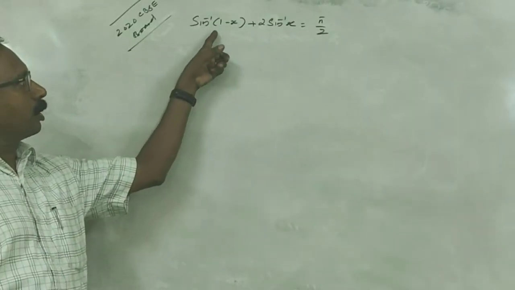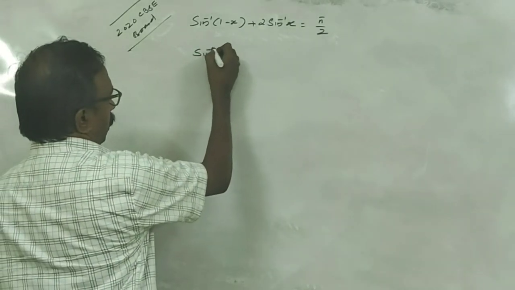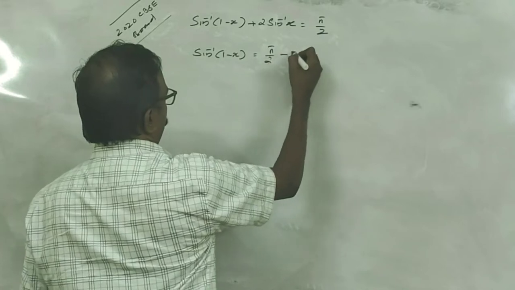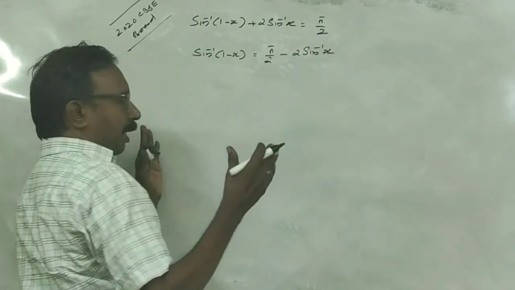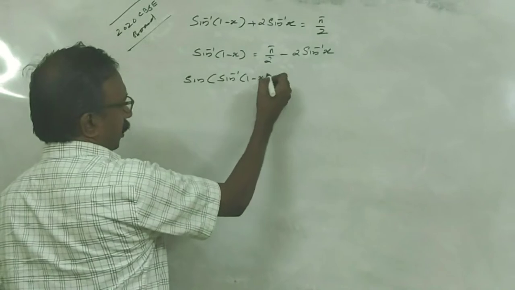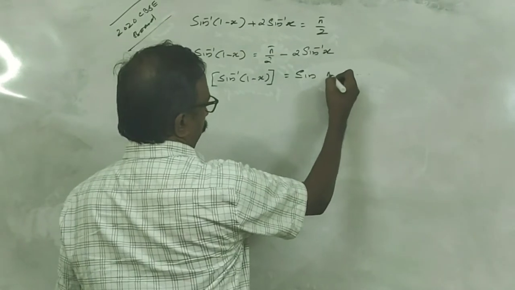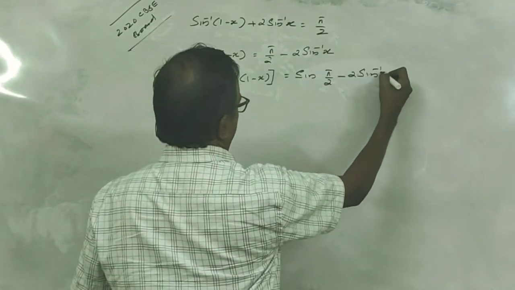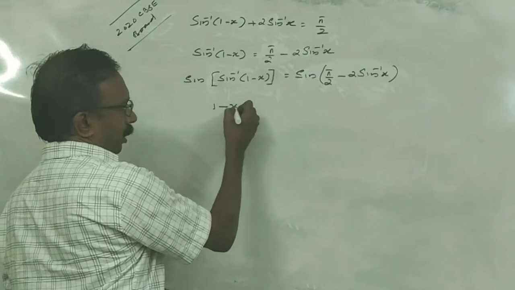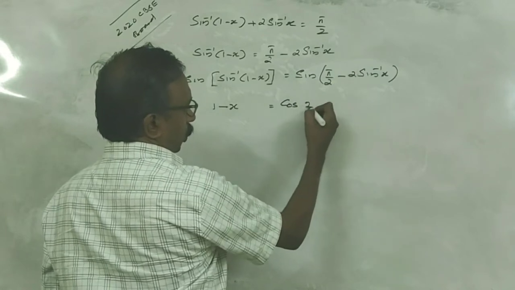Next question is sine inverse of 1 minus x plus 2 sine inverse x is equal to pi by 2. Here it can be written as sine inverse of 1 minus x is pi by 2 minus 2 sine inverse x. Now applying sine on both sides, 1 minus x is equal to sine of pi by 2 minus 2 sine inverse x, which is sine of 90 minus theta, cos theta, where instead of theta we have 2 sine inverse x.